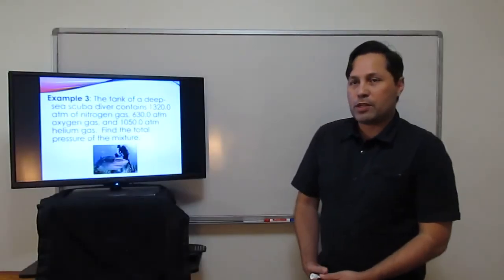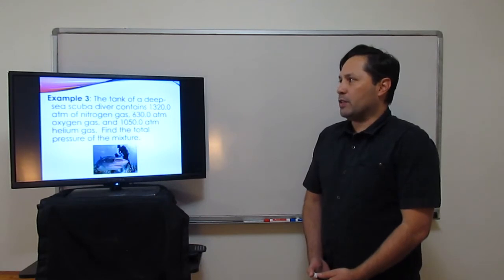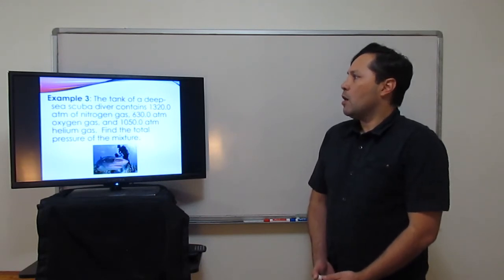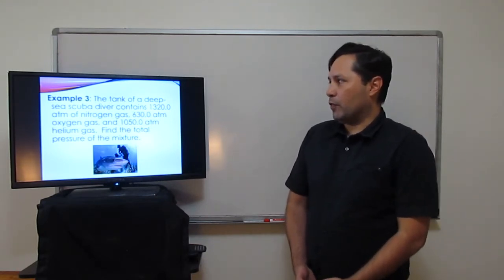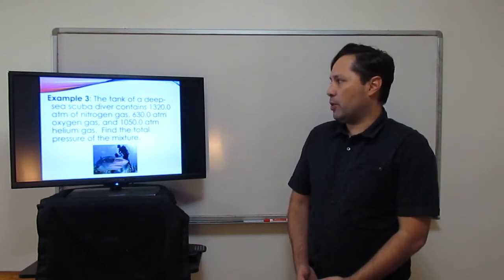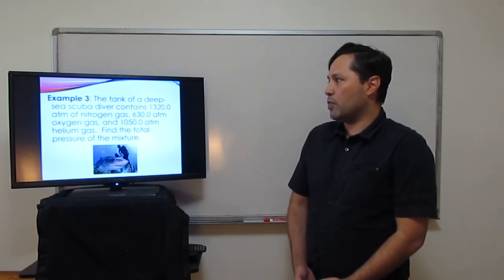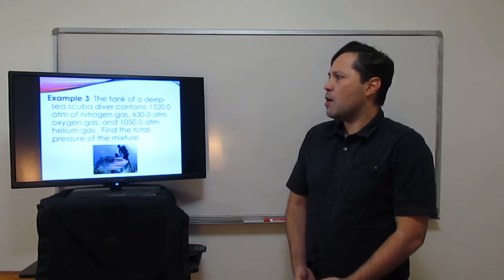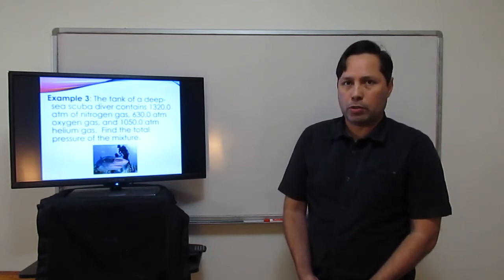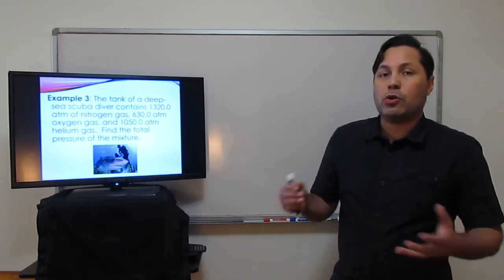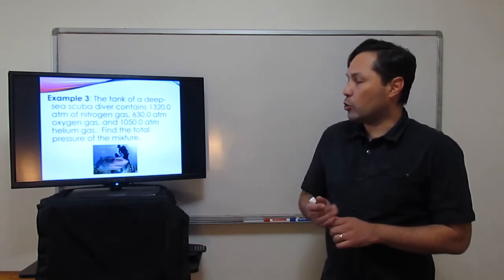In example 3, we're asked the following question. The tank of a deep sea scuba diver contains 1,320 atm of nitrogen gas, 630 atm of oxygen gas, and 1,050 atm of helium gas. Find the total pressure of the mixture. So we have 3 different gases all put together into this scuba tank.